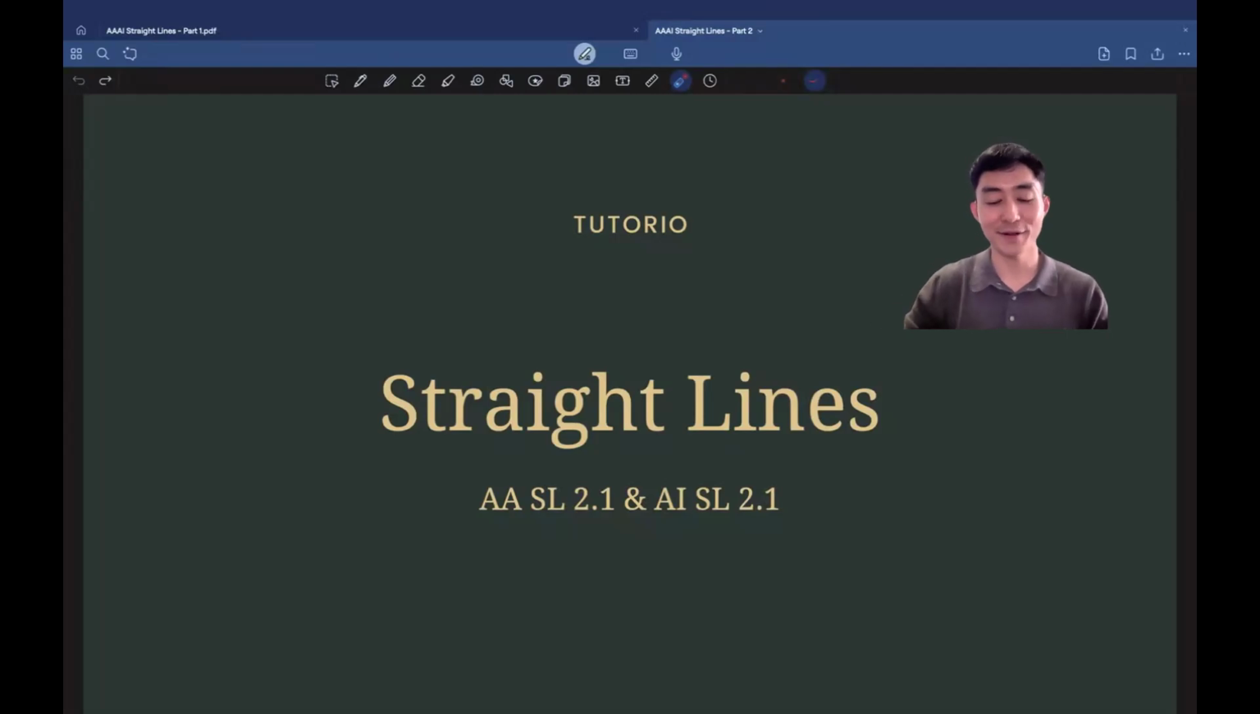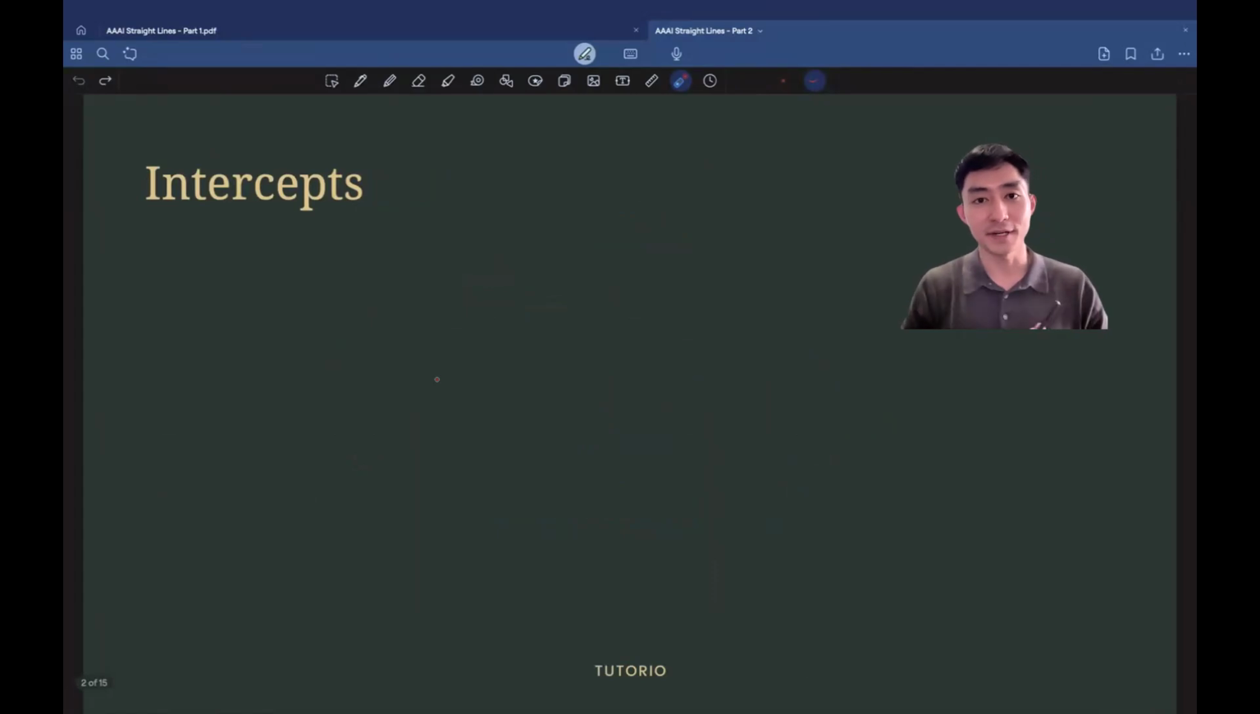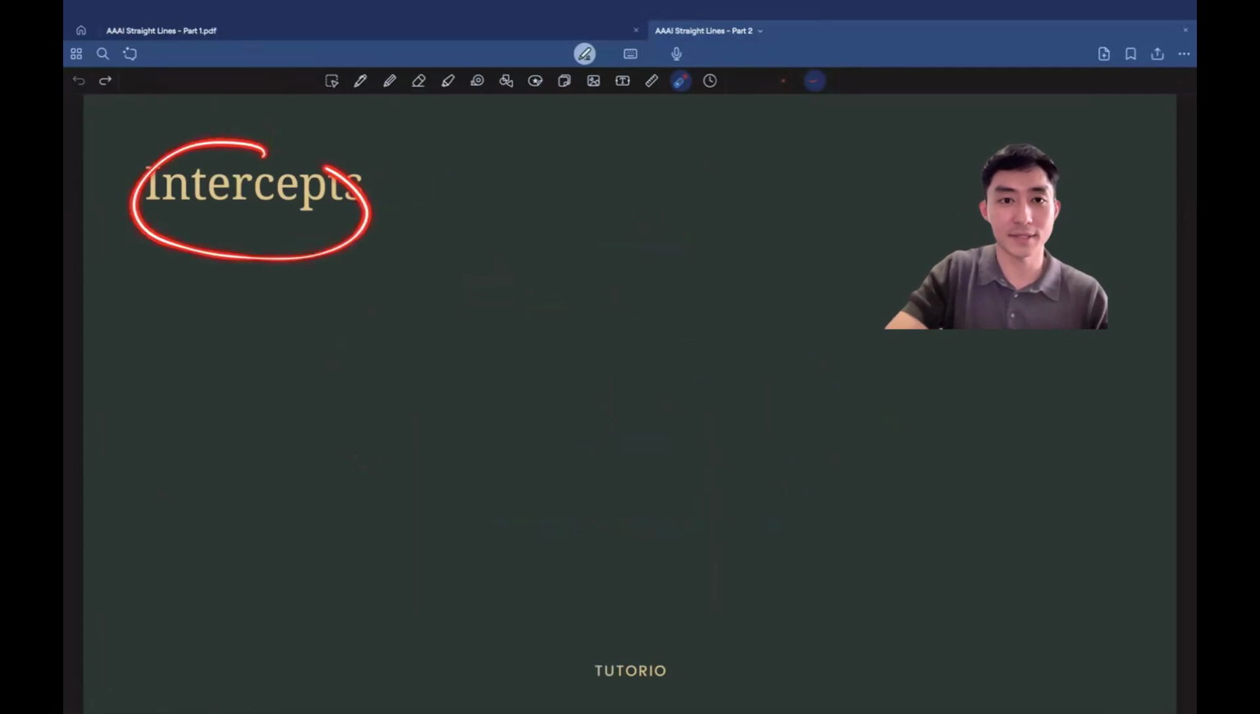Welcome back. In this video, we are going to discuss straight line equation forms, continuing the gradient that we have learned in the previous video. So first things first, on top of gradients, we need to know about intercepts.